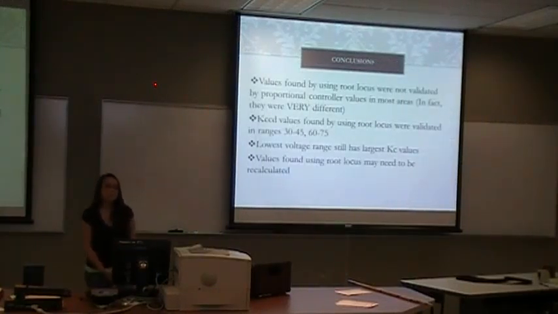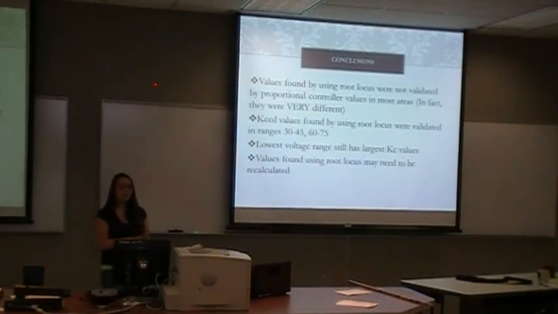In conclusion, the values found using root locus were not validated in most areas. In fact, they were very different. KCCD values found by using root locus were validated in the 30 to 45 range, and the lowest voltage range still has the largest KC values. It's not as large as 190 or 186, but it's still larger than every other range. And values found using root locus may need to be recalculated because the numbers were quite ridiculous.